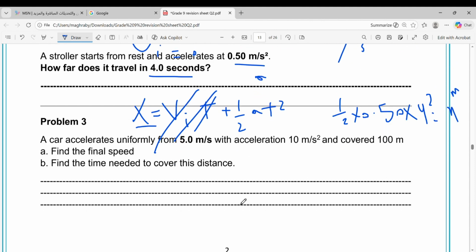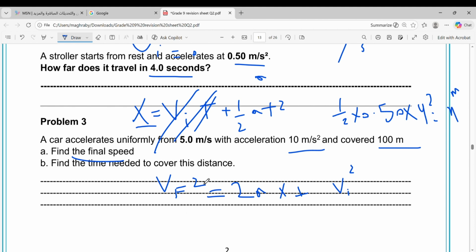Okay, yalla, next one. A car accelerates uniformly from 5 with acceleration 10 and covers 100 meters. Find the final speed, v final. Do you have the time? You don't. So you have to use the final equation. V final square equals v initial square plus 2ax. And we don't have the v final.